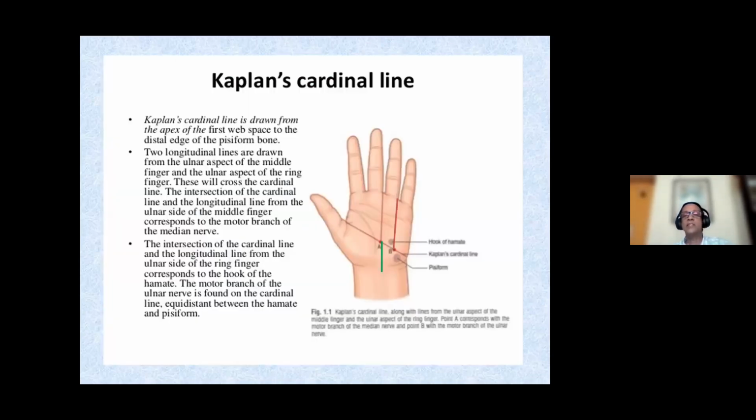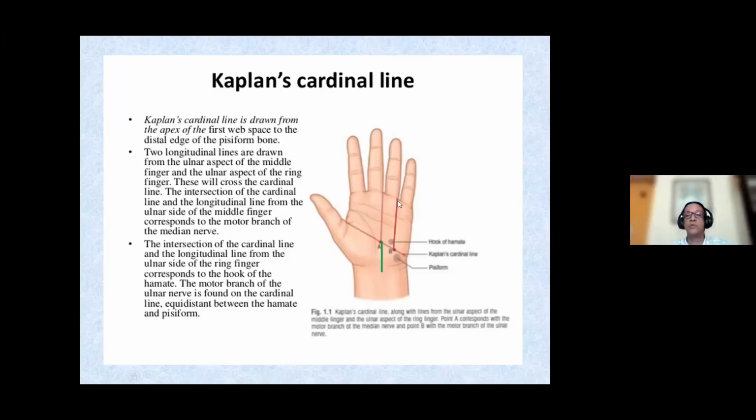Now, while making the incision, we use some landmarks. The most important is what is known as Kaplan's cardinal line, which is a line which passes from the apex of the thumb web to just distal to the pisiform bone. And on this line, if you drop a vertical from the ulnar border of the middle finger, the point at which it meets this cardinal line is point A, where the motor branch of the median nerve arises.